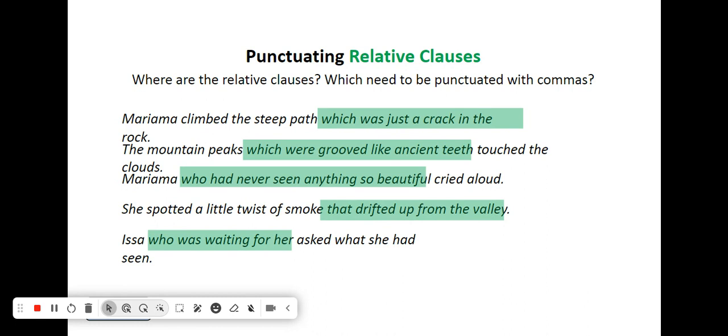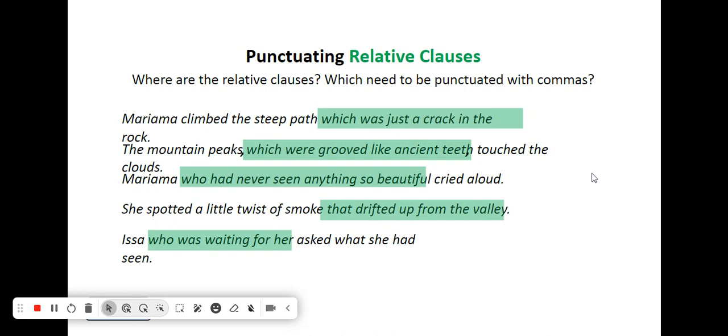Let's see the punctuation. The first one actually is not going to take any comma because the main clause is at the beginning and we're not separating the main clause into two parts. We're just placing which was just a crack in the rock. Our relative clause is going to be at the end, so we don't need a comma here.